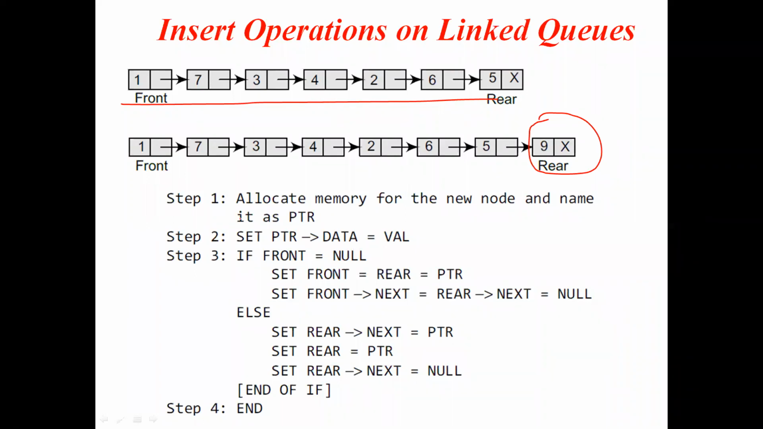Coming to the algorithm, allocate memory for the new node and name it as pointer, PTR. Instead of new node, we are naming it PTR. The PTR pointer variable is created, and it holds the address of the newly created node. For example, 100 is the created node.